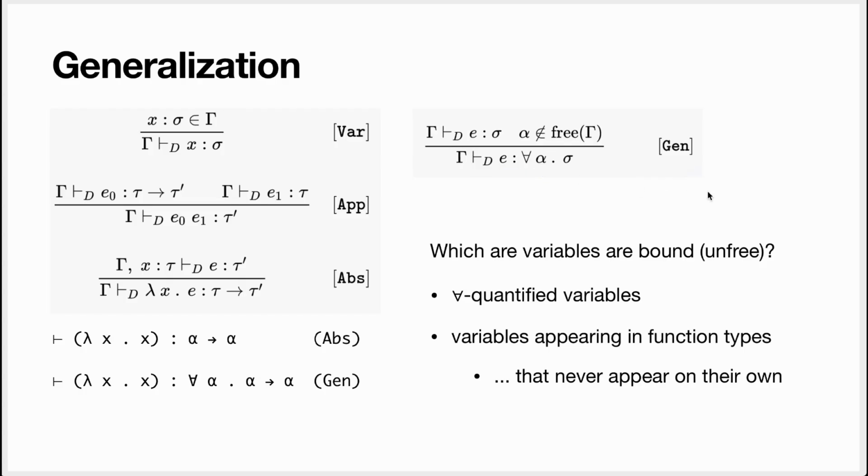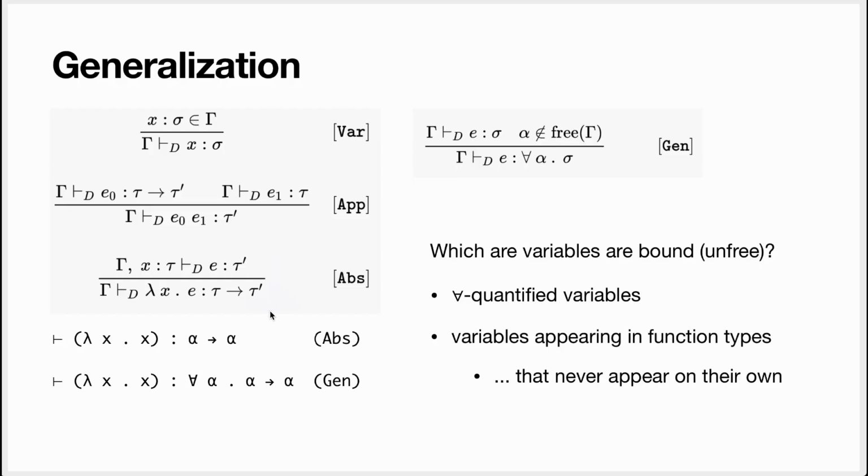So what does it mean for a variable to be bound? It means that it appears in gamma either as a quantified variable, so for instance, this variable is not free, or it appears in a function type, for instance here, but it must also never appear on its own. If you have a variable in gamma whose type is alpha, then you cannot generalize over alpha. Where do you actually get this variable from? Well, we get it from the abstraction rule.